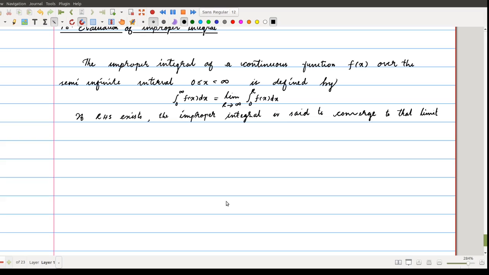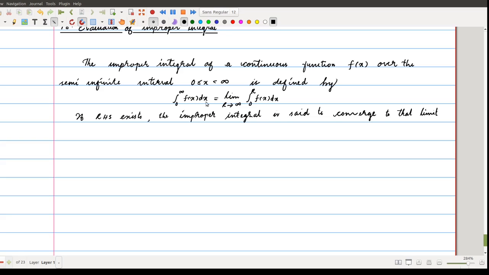The improper integral of a continuous function f of x over the semi-infinite interval. Semi-infinite interval means 0 less than or equal to x less than infinity. If that function is continuous over this interval, then the integral from 0 to infinity of f of x dx, this is what we call the improper integral.